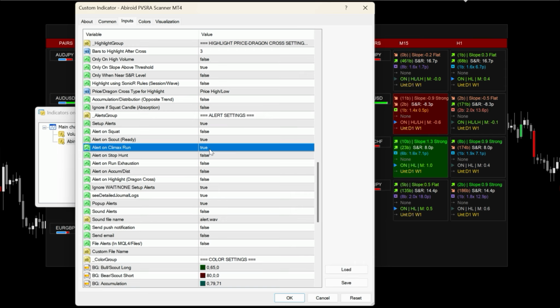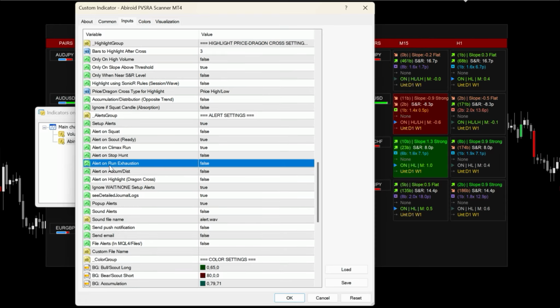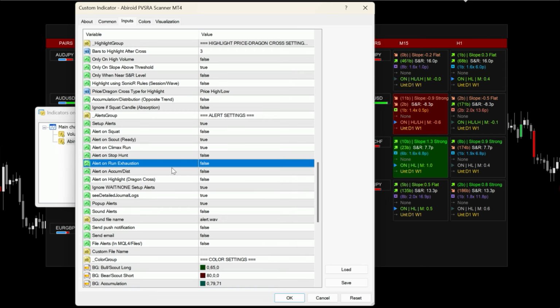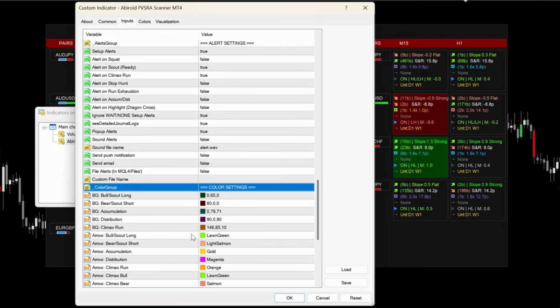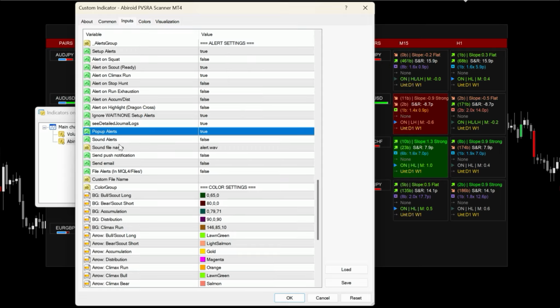By default, we have stop hunts set to false, so you can set those to true, and run exhaustion. This happens when, after a climax run, price will start to slow down and go into accumulation or distribution. In that case, you will get the run exhaustion. You can also alert whenever you get any of these dragon crosses. In that case, you can set that to true. And all of these settings are whether you want pop-up alerts or file alerts, email, push notification.